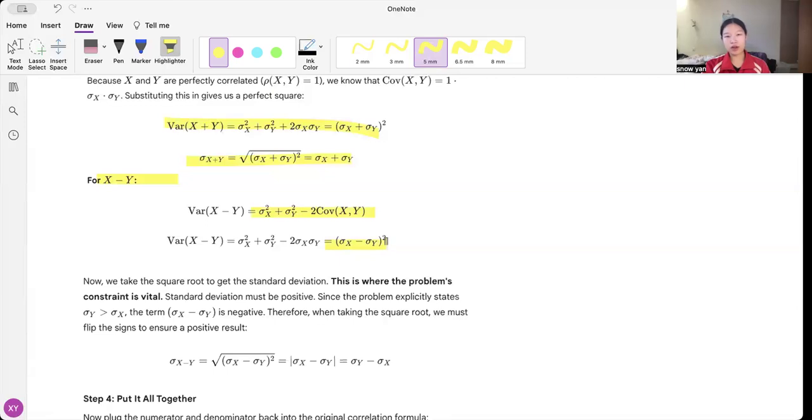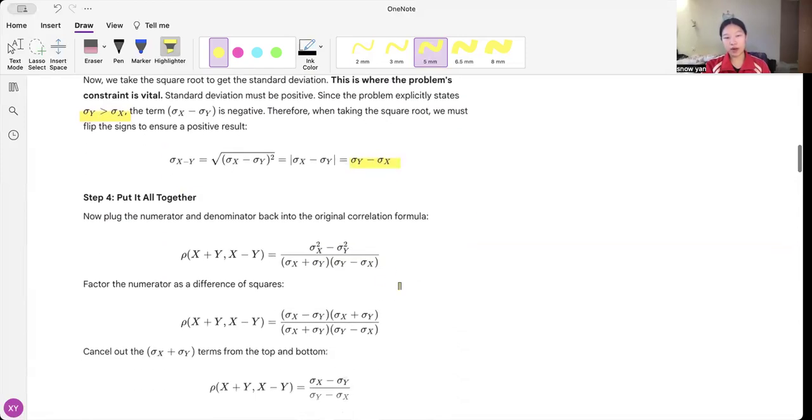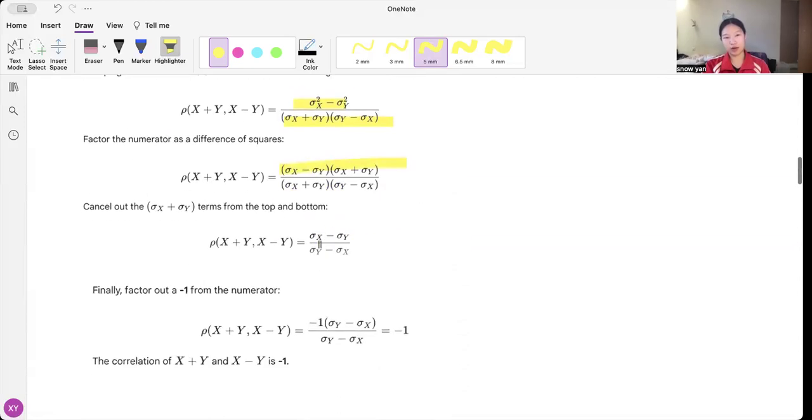And since it's squared, we know that sigma Y is greater than sigma X, and we need the term to be positive. So we're going to get sigma Y minus sigma X instead. Then when we combine these together, we plug back the terms we just found. This is a difference of squares, so we get this, and then we simplify to that. We then pull out a minus 1 from the factor, and we get our coefficient is minus 1.